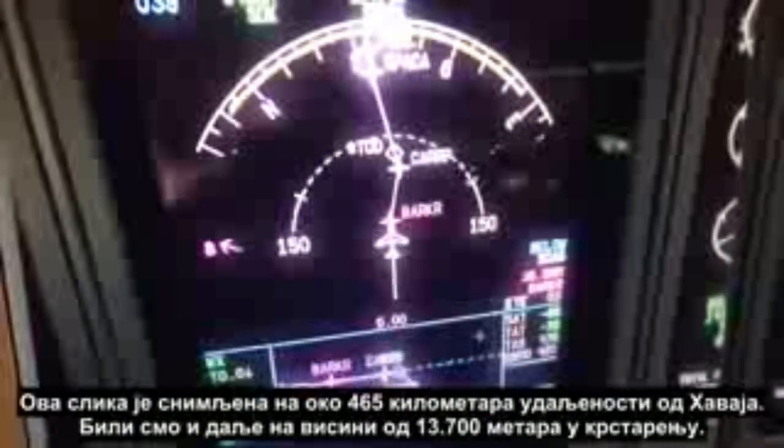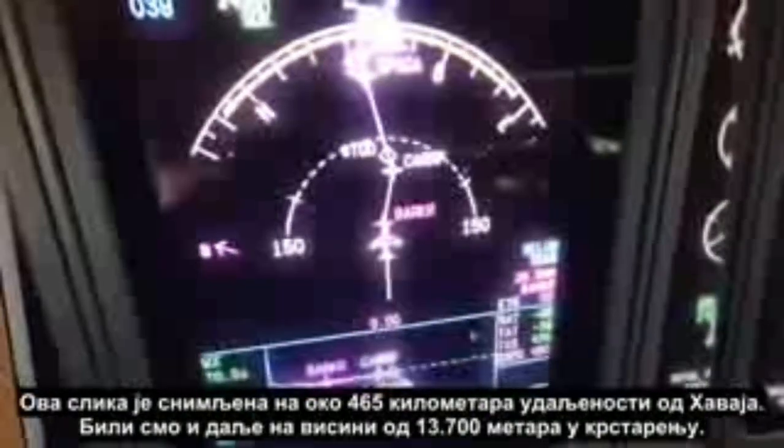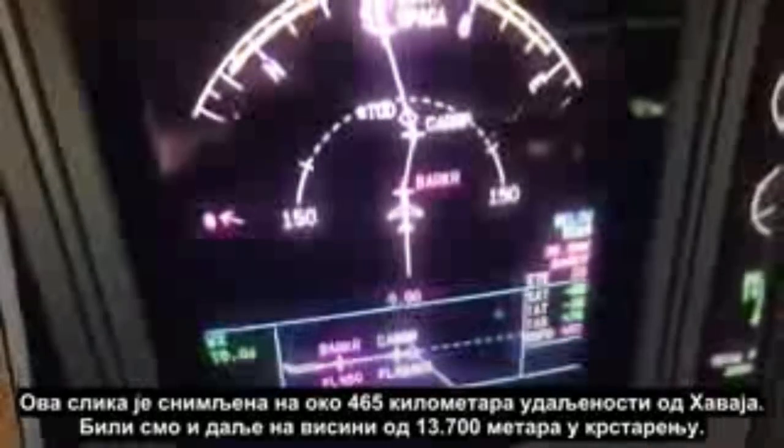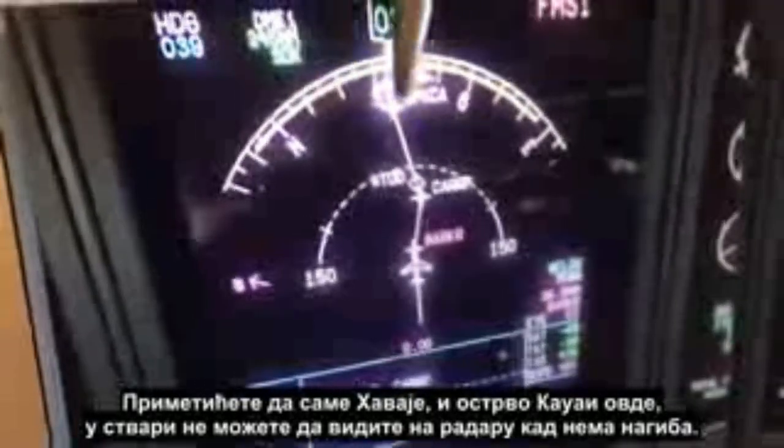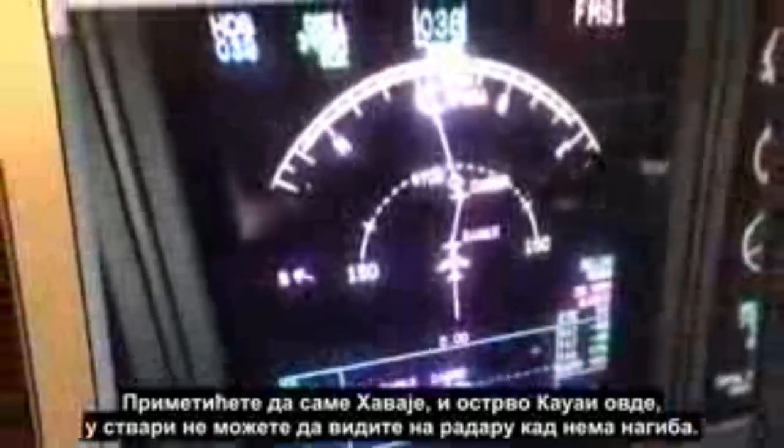This screenshot was taken about 250 nautical miles out of Hawaii. We were still at 45,000 feet in the cruise, and you'll see on the diagram, the bottom left-hand corner here in green, the weather radar had zero tilt, so it was looking straight ahead. Now you'll notice Hawaii itself, and over here where the island of Kauai is, you can't actually see them on the radar at this point with zero tilt.